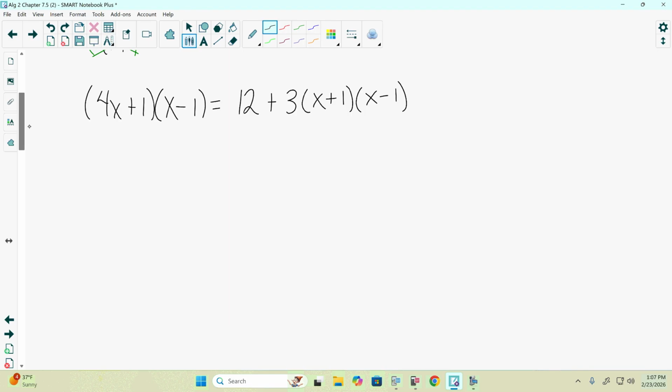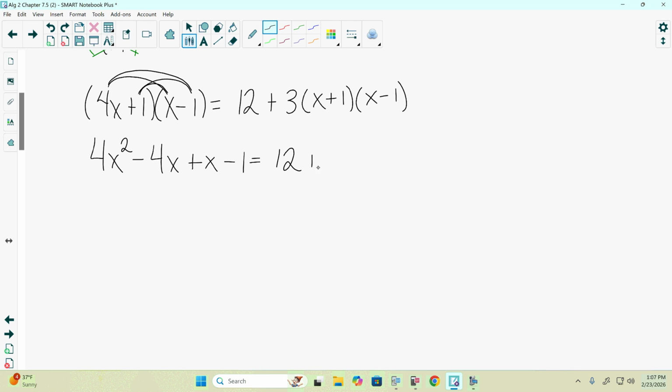And now that we have it in this form, we can multiply out and get this equation equal to 0. So when we distribute, the 4x times x is going to be 4x squared. 4x times negative 1 is negative 4x. 1 times x is going to be plus x. And 1 times negative 1 is negative 1. Is equal to 12.